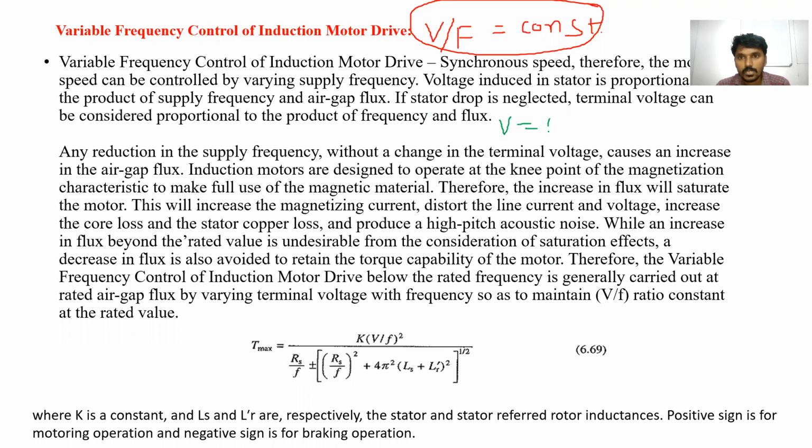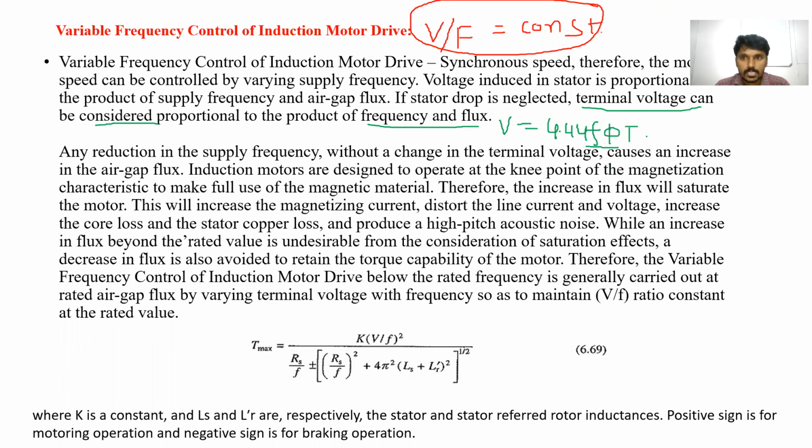We know the formula: V is equal to 4.44 F into flux into the number of turns, T. So the terminal voltage can be considered proportional to the product of the frequency and flux. Clear?